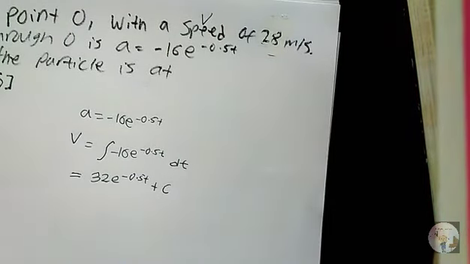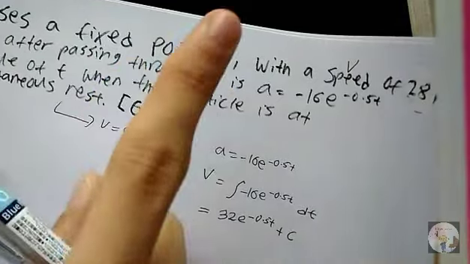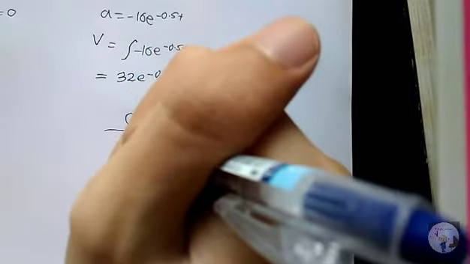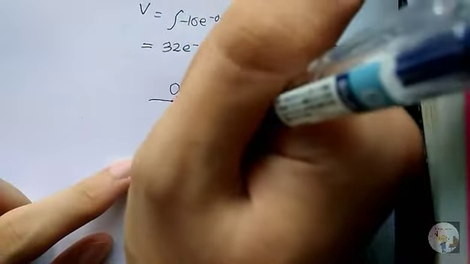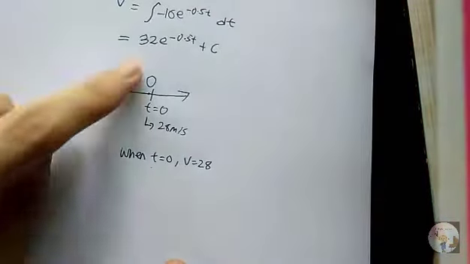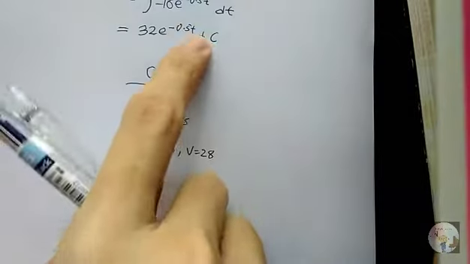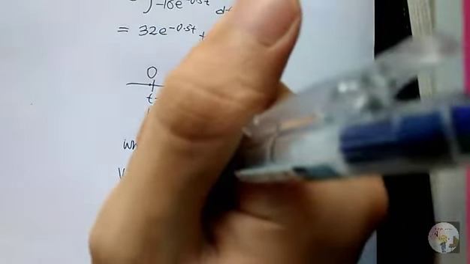The particle passes a fixed point O, which means that when it passes the fixed point O, let's say this is O, at this point t equals 0 because it has just passed O and time has not passed, and the speed is 28 meters per second. So we can substitute in when time equals 0, velocity equals 28, into this equation. We can find the velocity, but we have to find the value of c first. So we just sub in the values.